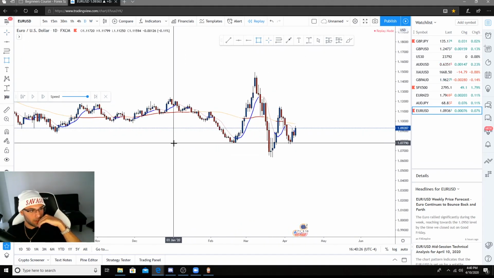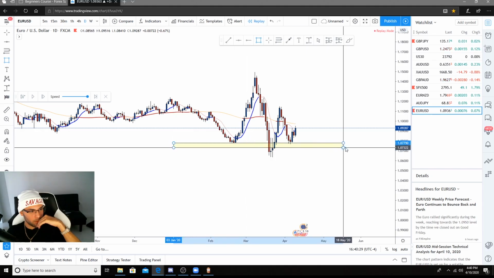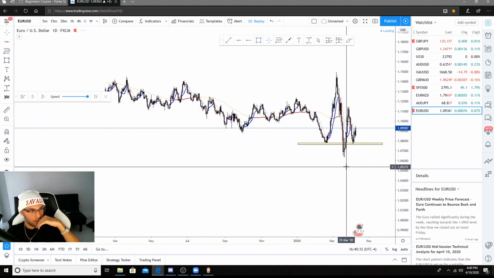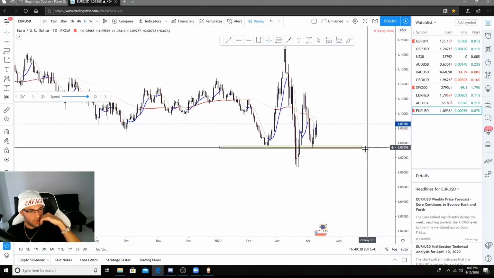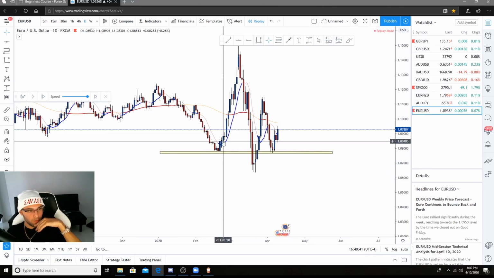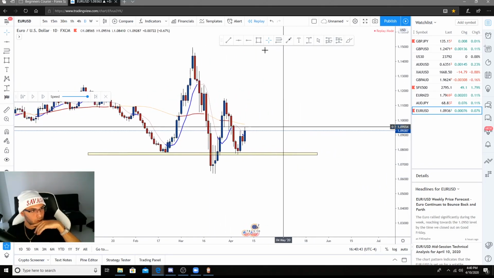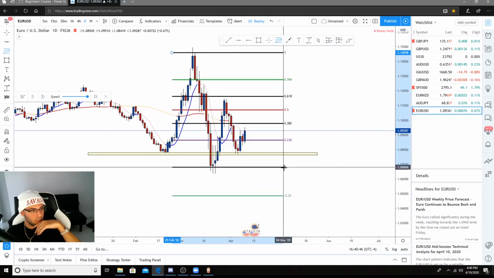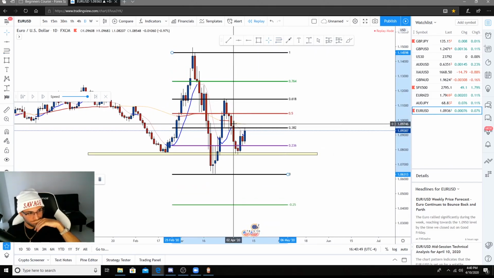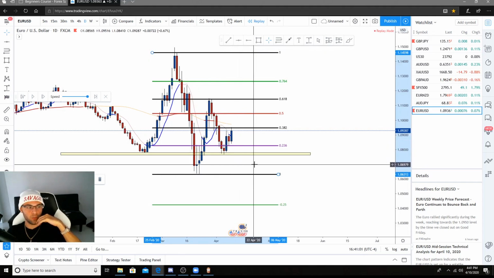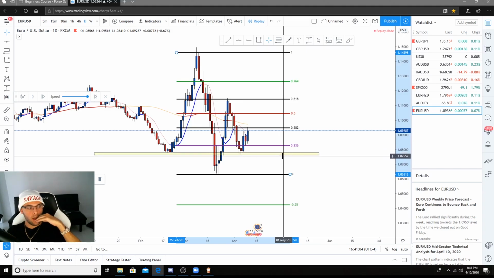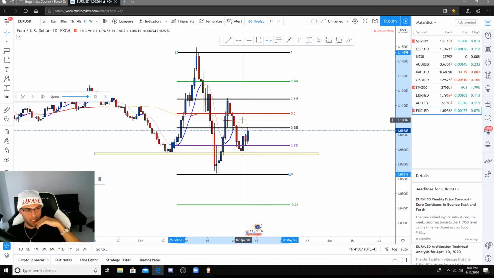And as you guys can see here, we have this form of support right here that was very well respected on this side and this side. Even though we do have this daily short, what we are looking for is signs of reversal. This was a sign of a reversal because we did not have continuation. What we did was respect this super strong level of support before coming to the upside.